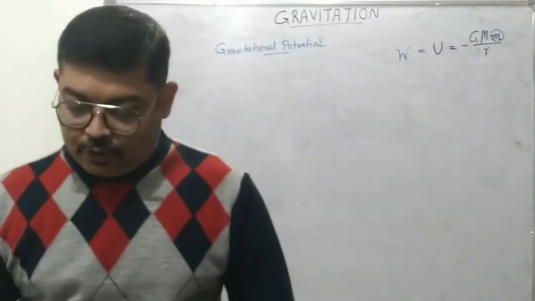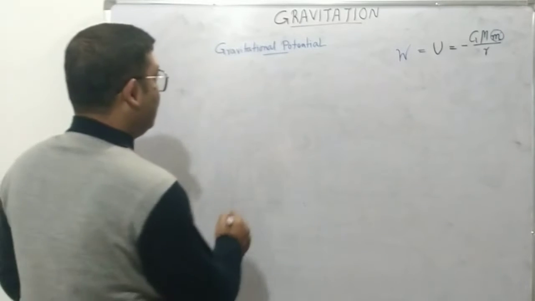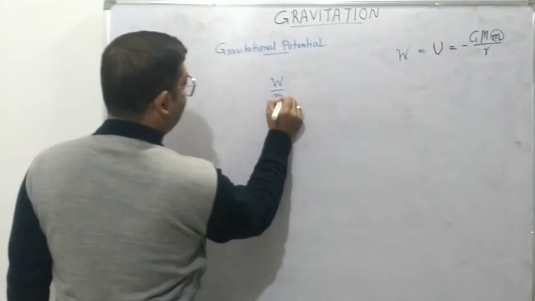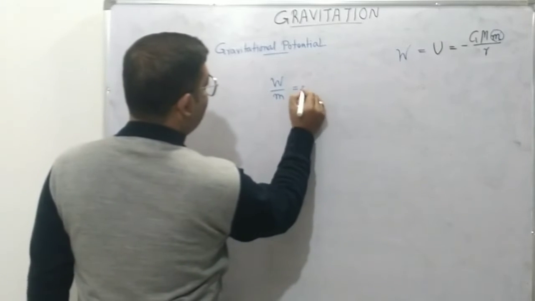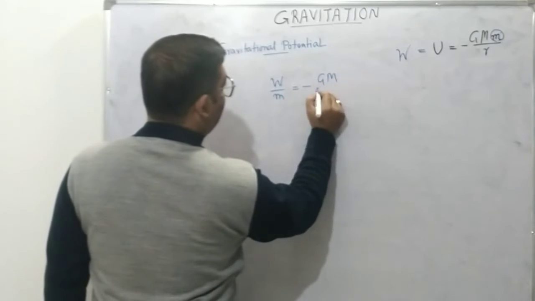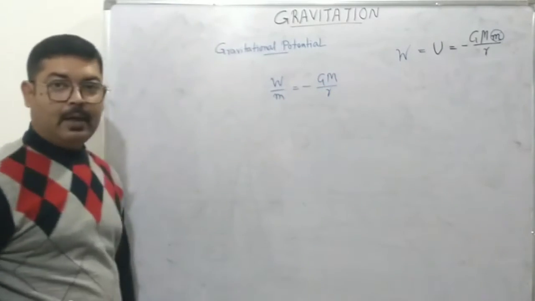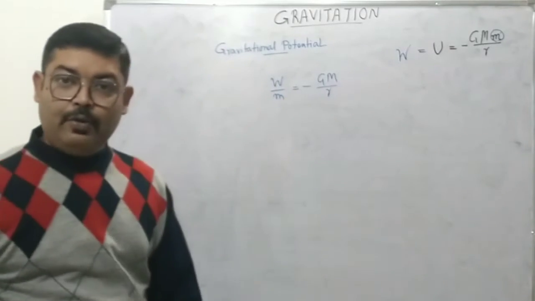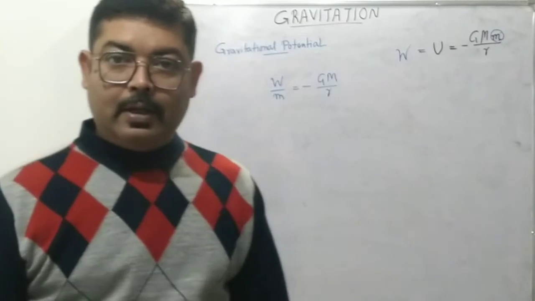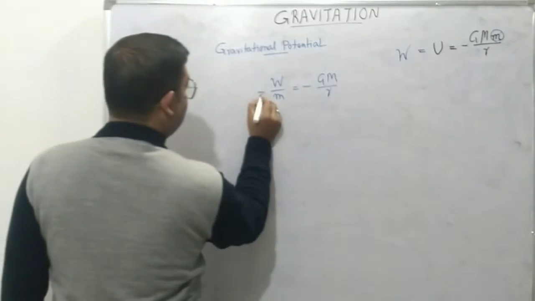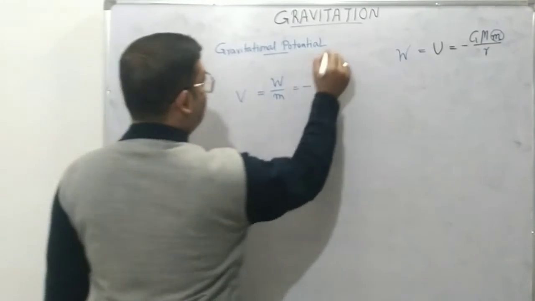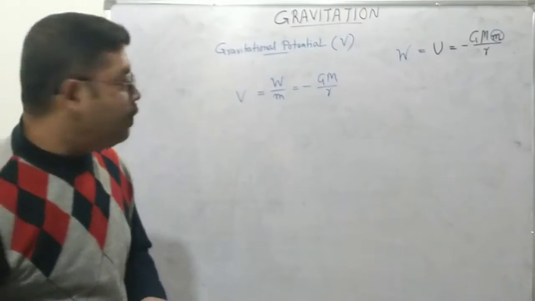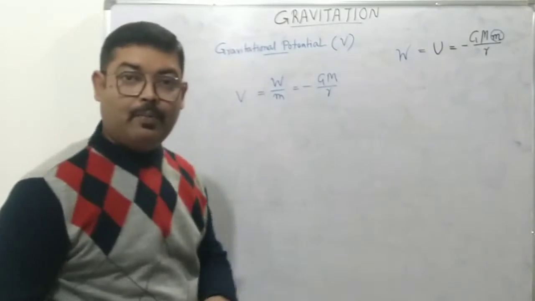Okay. So if I divide this whole expression by m, that is W by m, which is U by m, which is equal to minus GM by R. This term is nothing but work done per unit mass, right? So this term is known as the gravitational potential at that particular point.